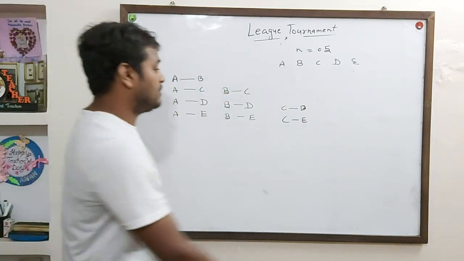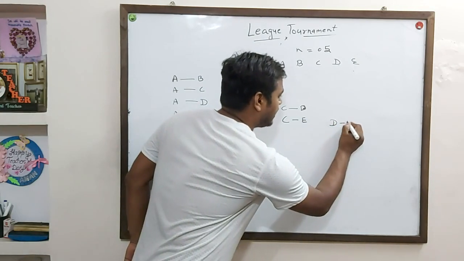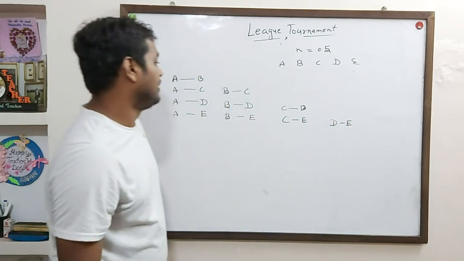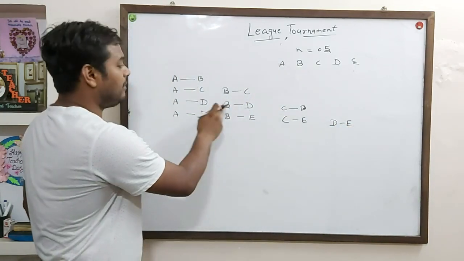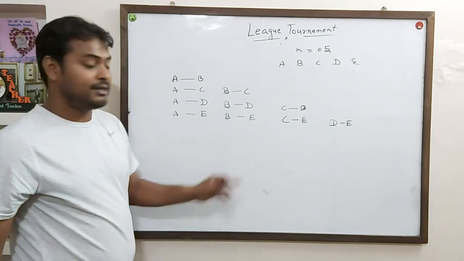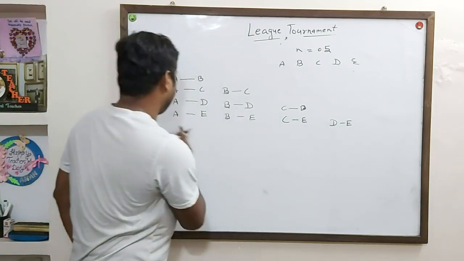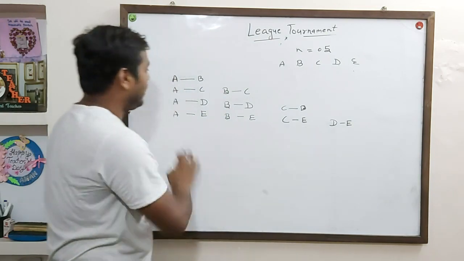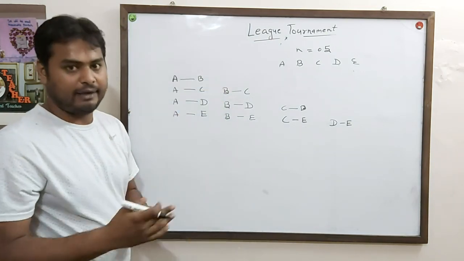Now come to the next team, team D. Here the last match is team D versus team E, as D already played with A, B and C. And now you can see team E also played with A, B, C, D. So here all teams played with every team.